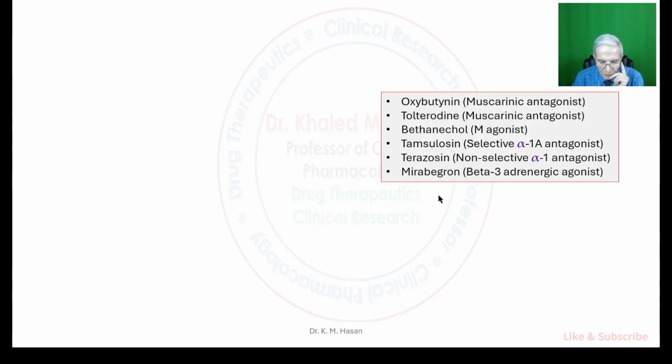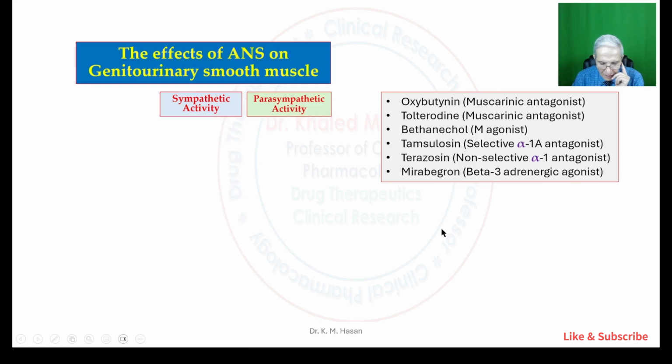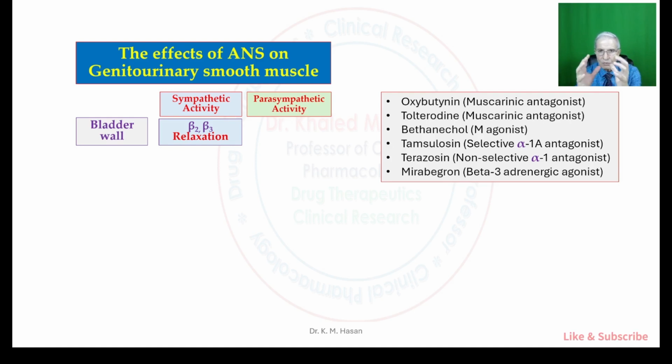Okay, the next slide will speak about the effect of the autonomic nervous system on genitourinary smooth muscles. Here we have two main parts, sympathetic and parasympathetic. As you can see in the bladder wall, we have beta 2 and beta 3. If you activate these beta 2 and beta 3 sympathetic adrenergic receptors in the bladder, the result will be relaxation of the bladder.